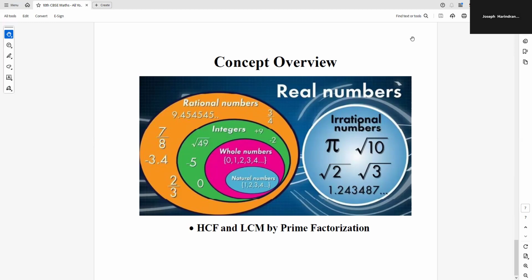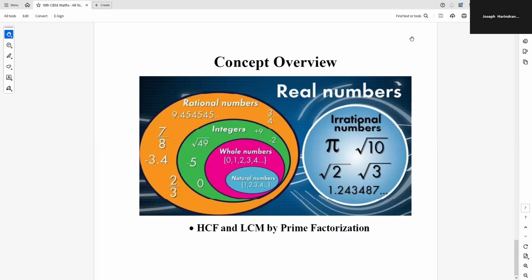On the other side, we have irrational numbers: pi, root 10, root 2, root 3, and 1.24 and so on, 243, 487, 185678, like that it goes on. Root 2 is an example. Root 2 is 1.414, and so on. Root 3 is 1.732, and so on. It goes on without repeating itself.